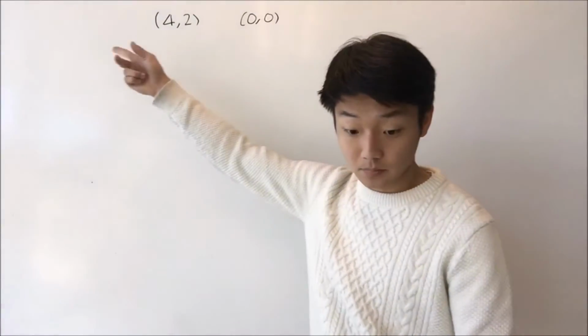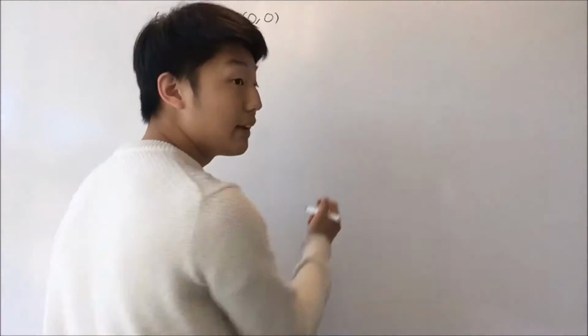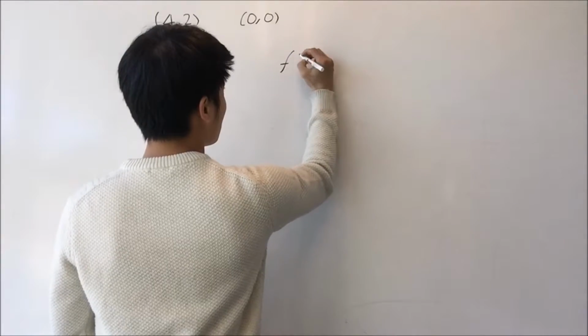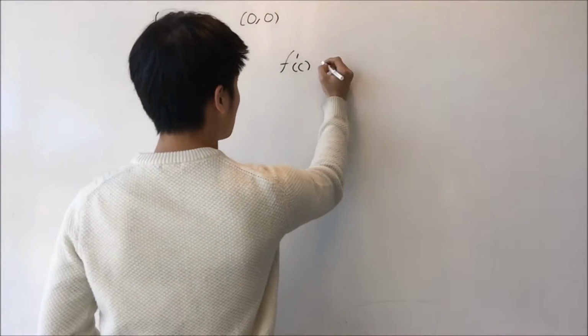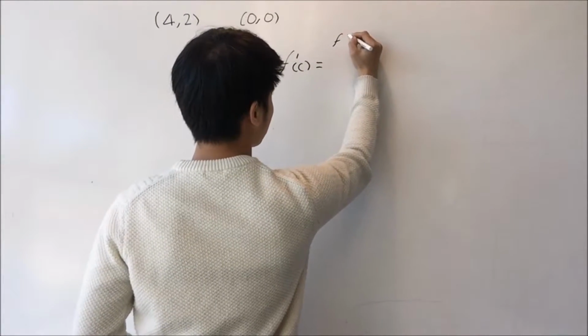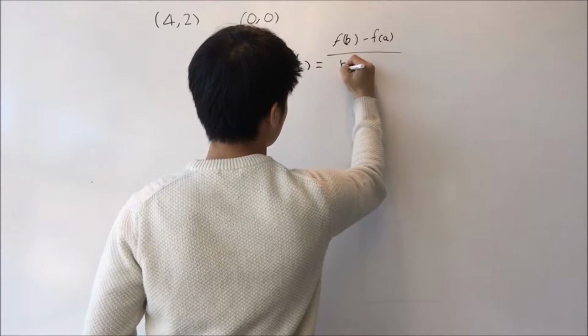Number 3 says, the mean value theorem guarantees the existence of a special point on the graph of y equals radical x between 0 and 4. What are the coordinates of this point? So, before we start, let's write out the mean value theorem function, which is f prime of c equals f of b minus f of a over b minus a.